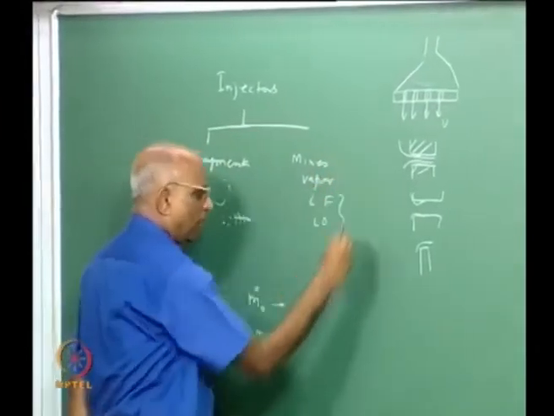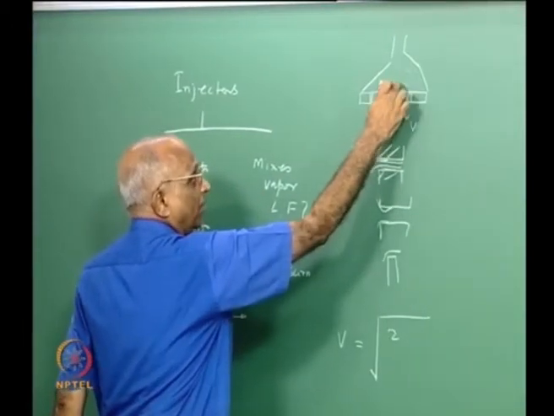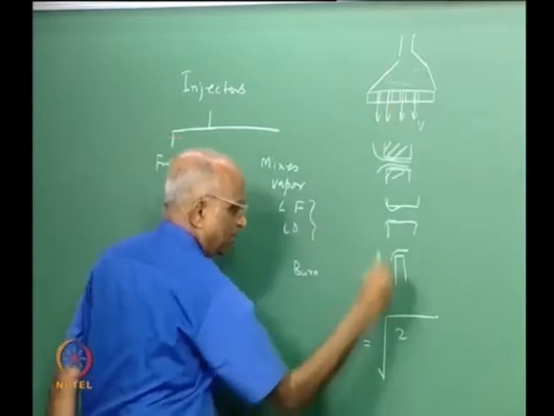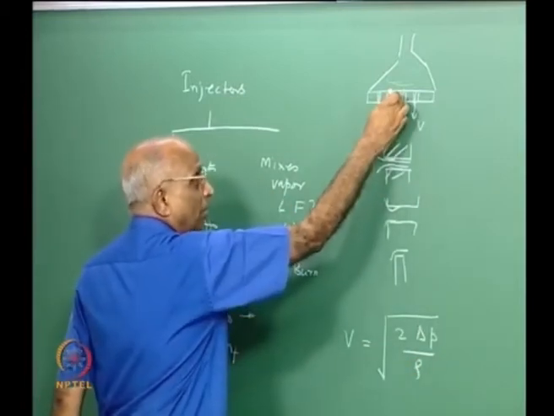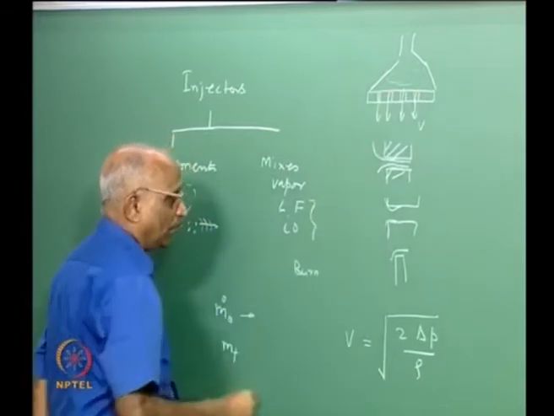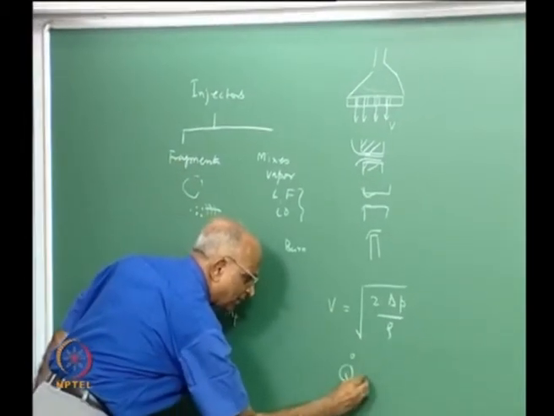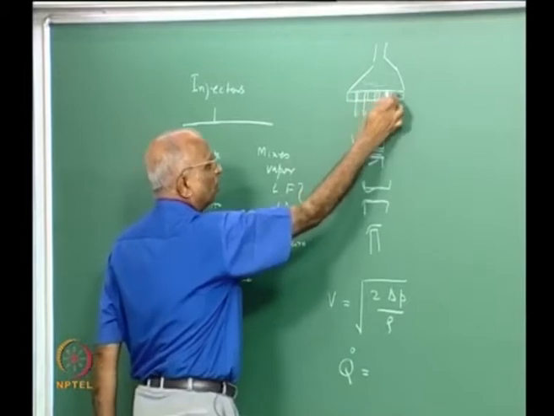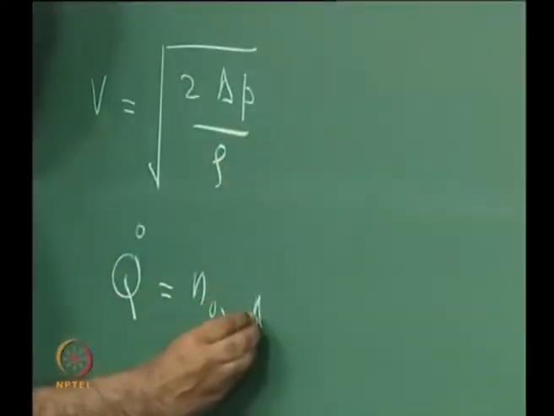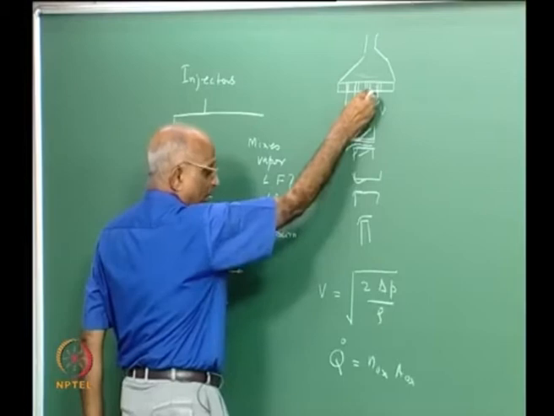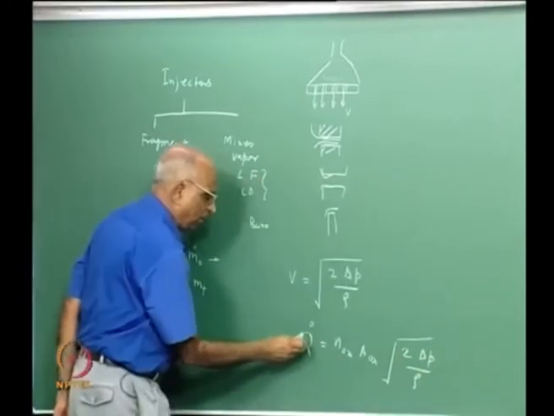And we derived an expression using Bernoulli that velocity is equal to under root of 2 times the pressure drop, pressure in the manifold minus the pressure in the combustion chamber, which we called delta P, divided by the density of the liquid, maybe density of the oxidizer, density of the fuel. Therefore, this was root of 2 delta P by rho, and to be able to get the quantity of flow which is taking place, you had, let us say, out of all these holes, n oxidizer was the number of holes for the oxidizer, and A oxidizer was the area of one oxidizer orifice, into root of 2 delta P by rho is the quantity of flow taking place.